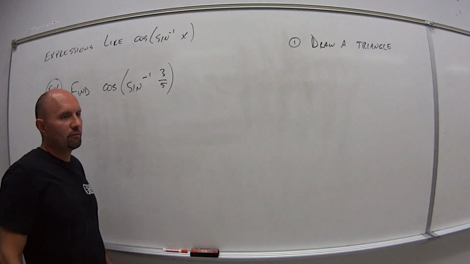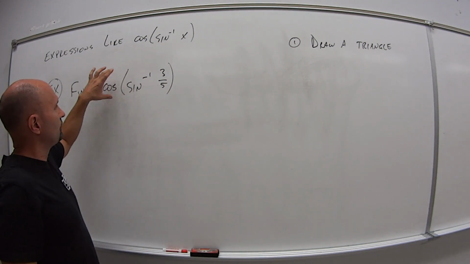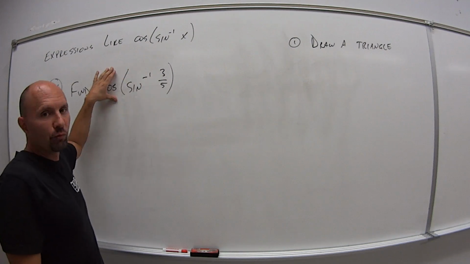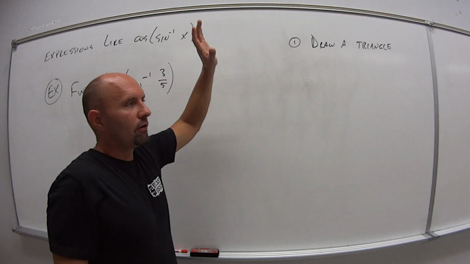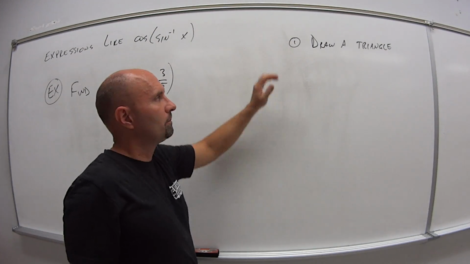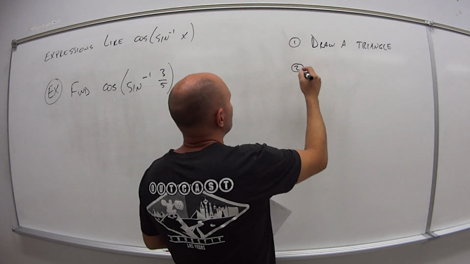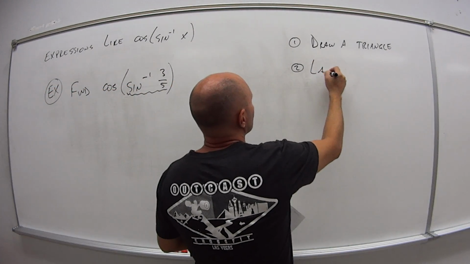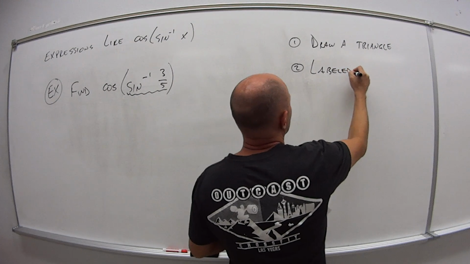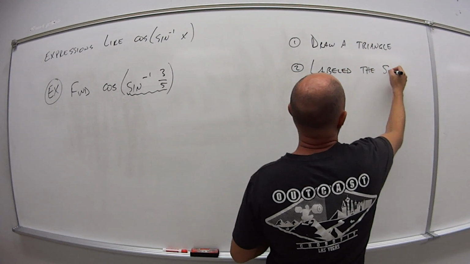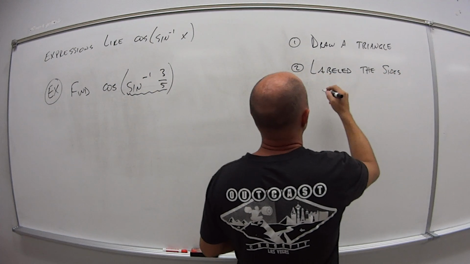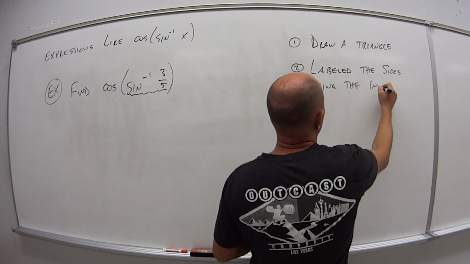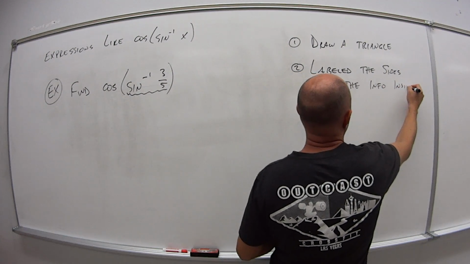This should always be the first thing you think of when you see two functions where one is an inverse function, and the other is just the regular. First thing you should think of, okay, I need to draw a triangle for this problem. After we draw the triangle, we're going to label the sides using the information inside the parentheses.